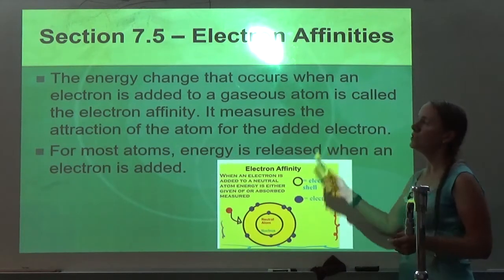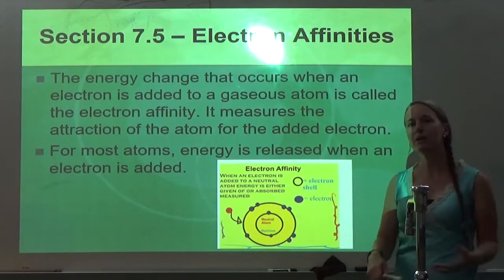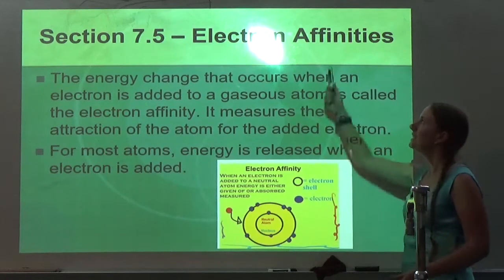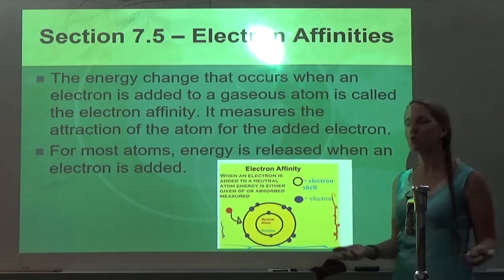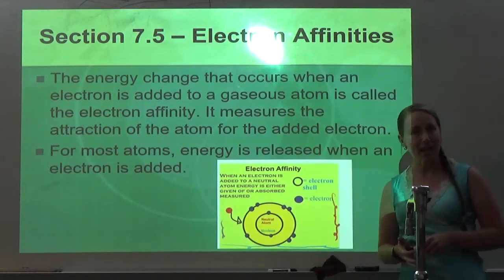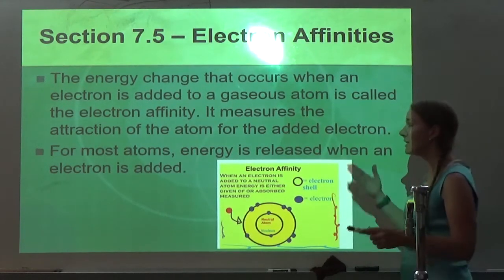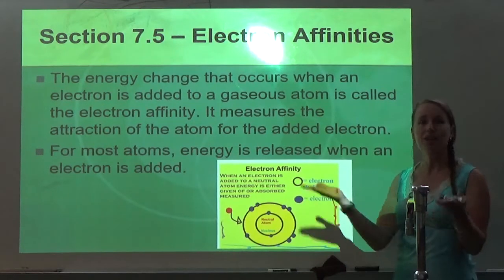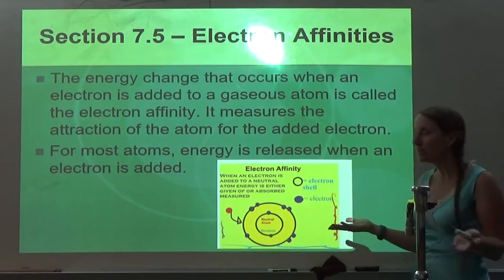Now, most of the time, we just kind of say the trends are the same because they are kind of the same, but like I said, electron affinity is just not a very strong trend. So for most atoms, energy is released when an electron is added, of course, because an electron's negative and a nucleus is positive. So if we can bring them closer together, that releases energy.